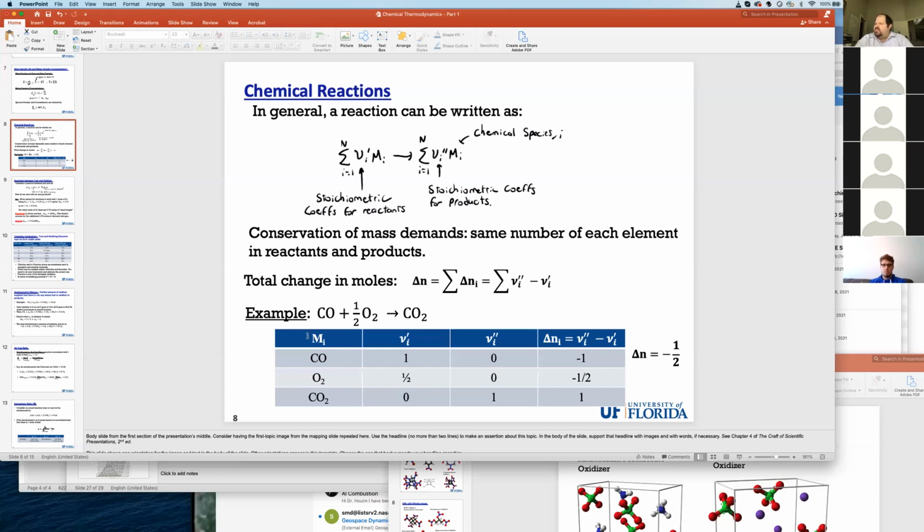I just have a small table here for this chemical reaction, where I keep track of the nu i prime and the nu i double prime, and the change of moles of all those species. If you sum up all the delta n's for all the species, you'll find that delta n is equal to -1/2, which is what we argued. That is, we are destroying 1/2 mole as the reaction proceeds. Are there any questions with this? Okay, moving on.